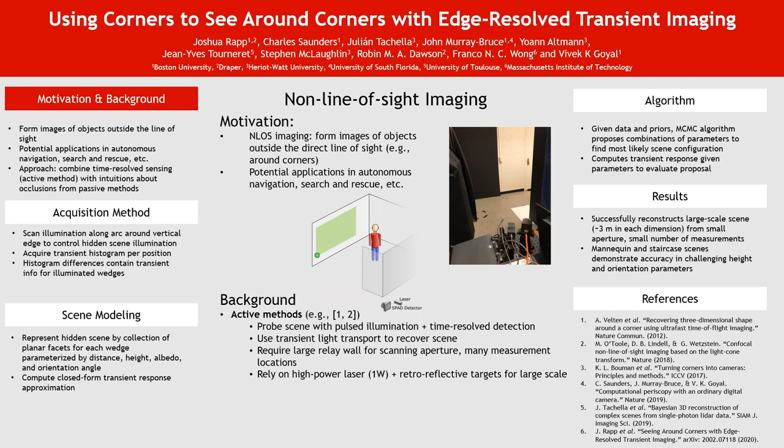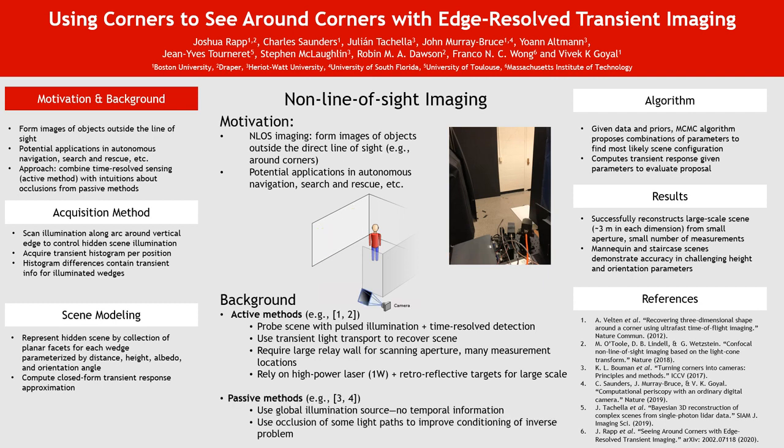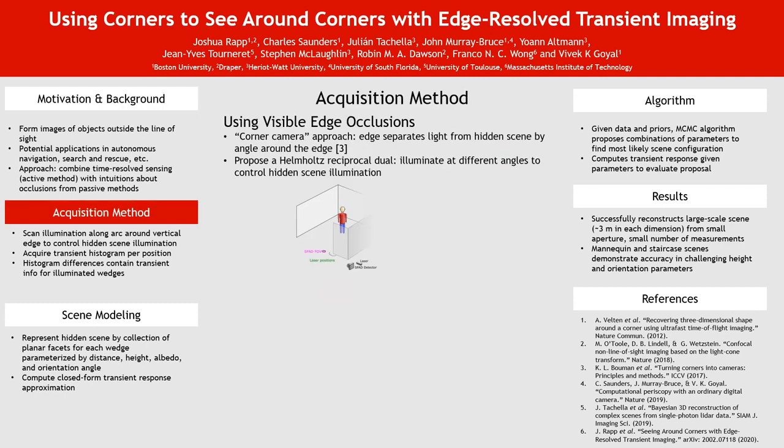Because the signal detected from the hidden scene is extremely weak, active methods demonstrated on large-scale scenes rely on high-powered lasers and retroreflective targets. Alternatively, passive methods use the global illumination of the hidden scene, but because they use standard cameras with no temporal information, recovering the hidden scene is an ill-posed problem. Many passive methods, including references 3 and 4, use the occlusion of some light paths to improve the conditioning of the inverse problem and aid recovery.